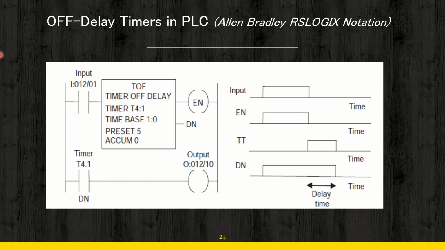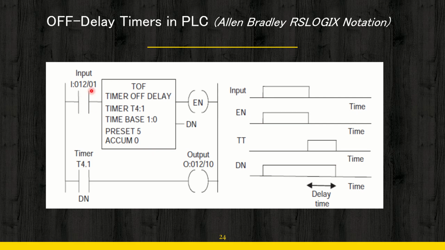Now let us see what an off delay timer in PLC is. I am not going to explain too much right now because you already know the on delay timers; for the off delay timers, only the operation is different, while the symbols are the same. Therefore we are going only for Allen Bradley RSLogix notation. This is a timer which is off delay type. The timer address is T4:1. The time base is 1 second. The preset is 5. That means the timer will count up to 5 seconds. And your accumulator at the initial point will be 0. Once the timer starts, the accumulator will increase like 0, 1, 2, 3, 4, 5.